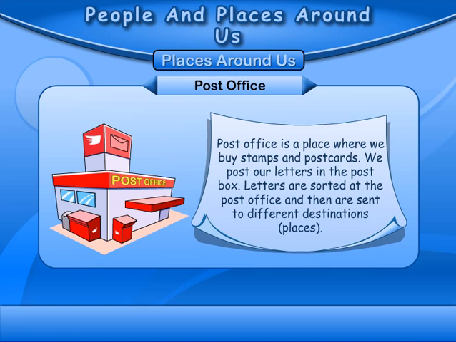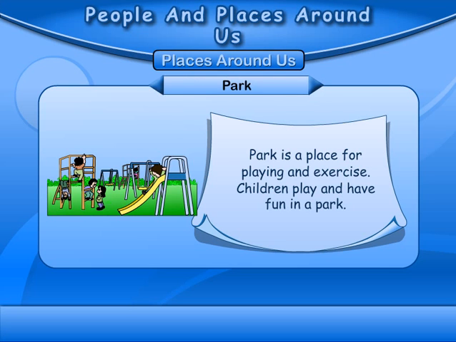Post office is a place where we buy stamps and postcards. We post our letters in the post box. Letters are sorted at the post office and then are sent to different destinations. Park is a place for playing and exercise. Children play and have fun in the park.